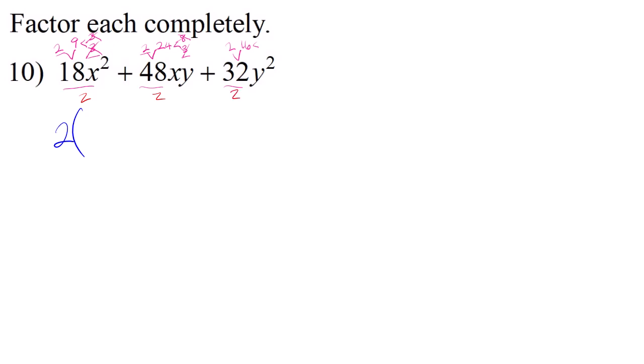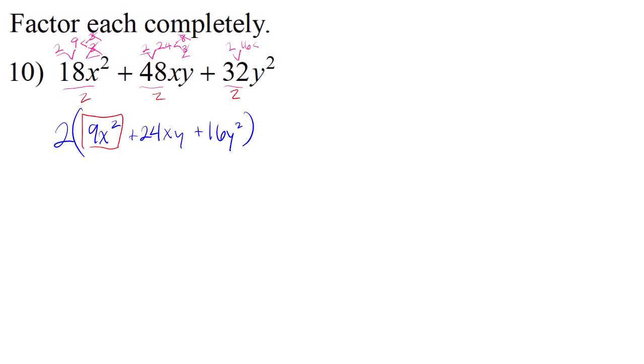And so on the inside, I'll get 18 divided by 2 is 9, x squared. 48xy divided by 2 is 24xy. Let me do a better job with the x. And 32y squared divided by 2 is 16y squared. Okay, so now we do have a complex quadratic here, and we can multiply 9 times 16 and do all that. But I'm noticing something familiar about this one.